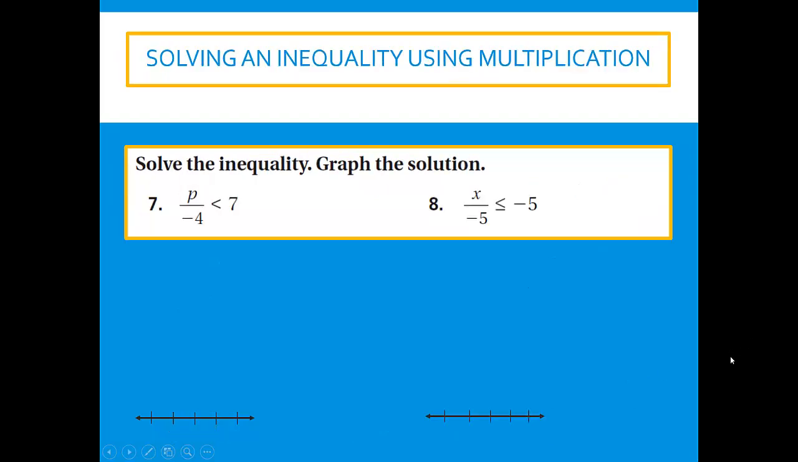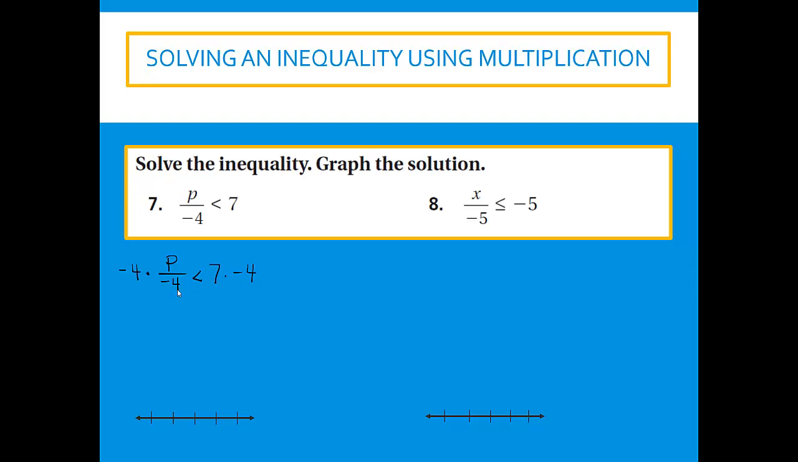Now we're going to look at solving inequality using multiplication again. So we'll solve the inequality and we'll graph the solution. So for number 7, we have P divided by negative 4 is less than 7. Since we're dividing by negative 4, we need to multiply by negative 4 to solve.